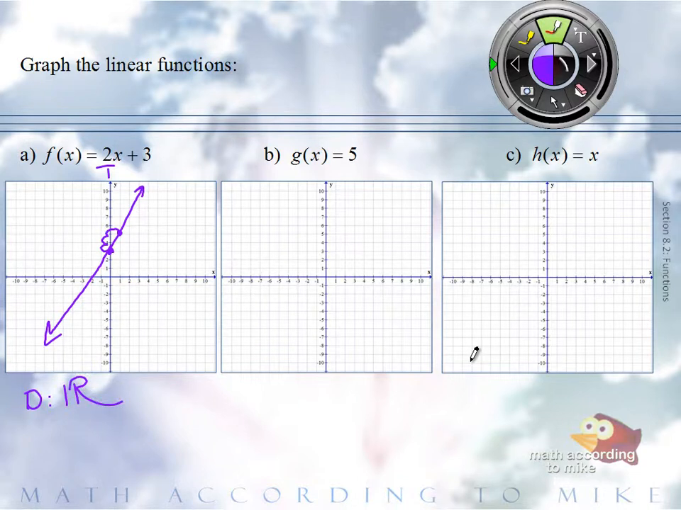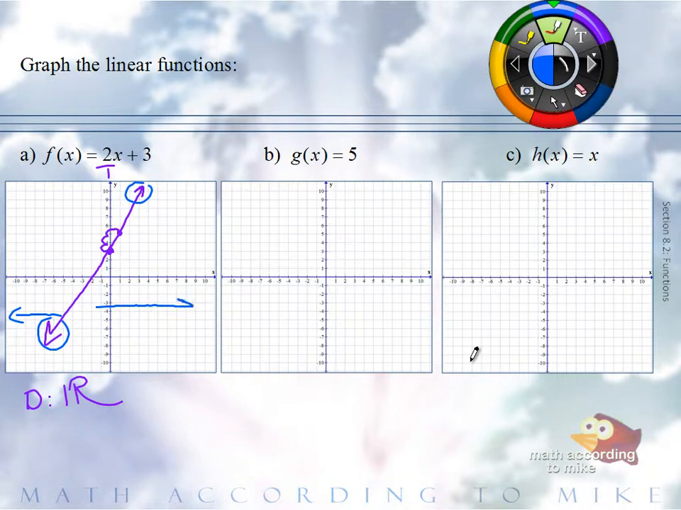Looking at the graph to determine domain, you ask yourself, how far left to how far right does the graph go? Because of this arrowhead, it's telling us it's going to the left forever. Because of this arrowhead, it's telling us it's going to the right forever. So how far left to how far right does it go? It goes the entire distance. All real numbers.